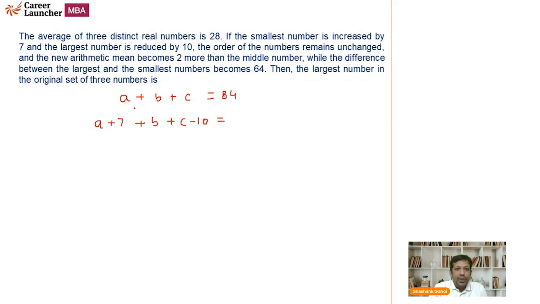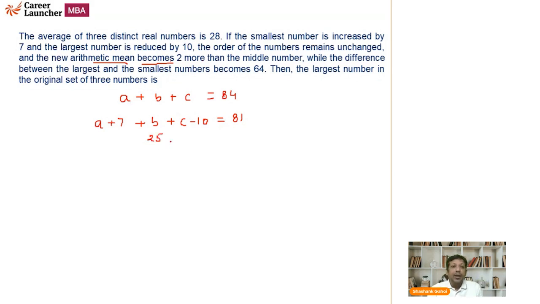So A plus B plus C is 84, and there is a total decrement of 3. So this comes out to be 81. Fair enough. Now the new arithmetic mean. So average becomes 27 because the sum of all 3 numbers is 81. Now the new arithmetic mean, that is 27, is 2 more than the middle number. It means it is directly saying that B is 25. The middle number should be 25.